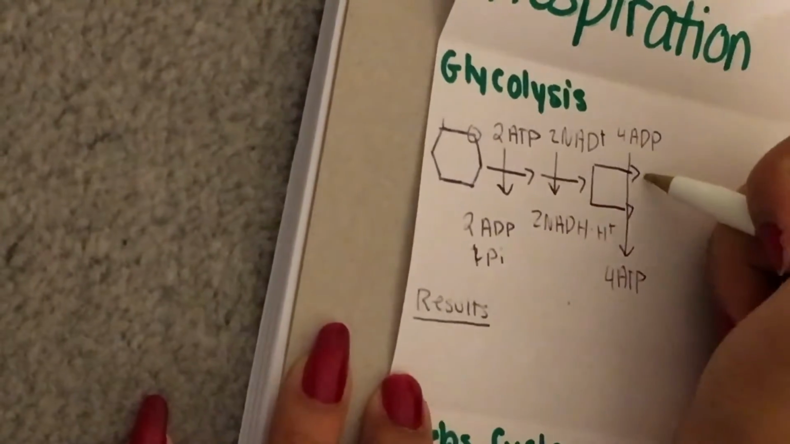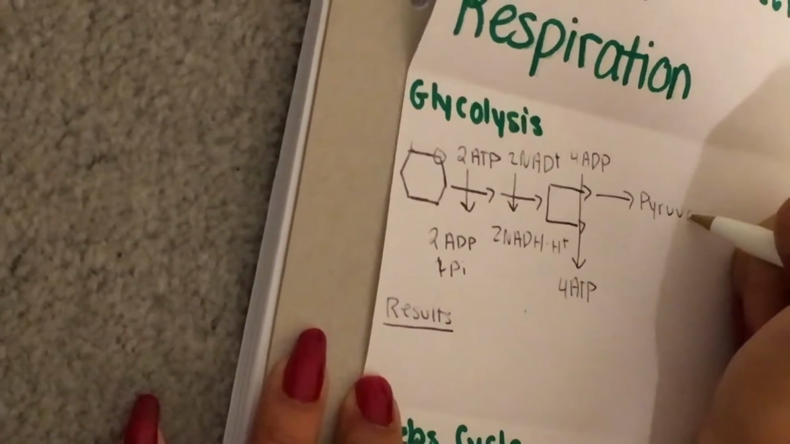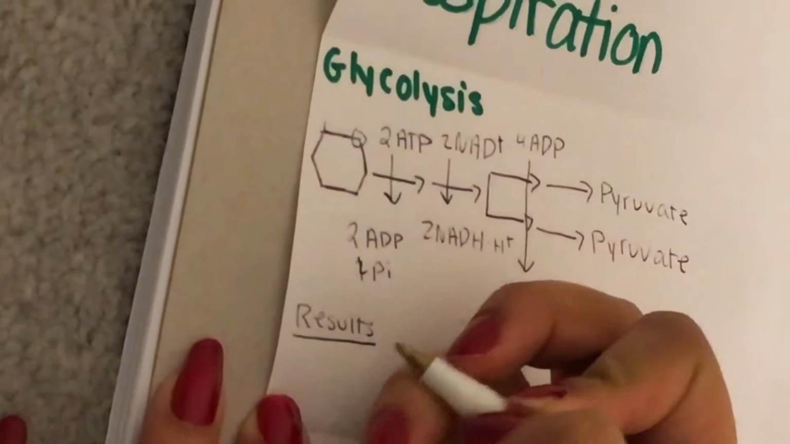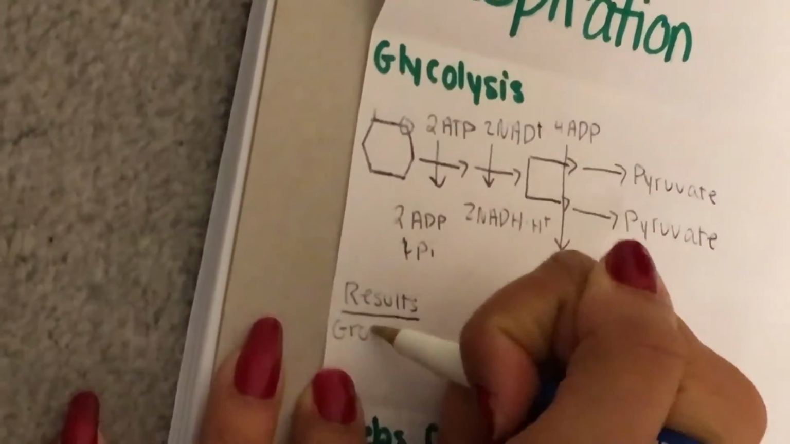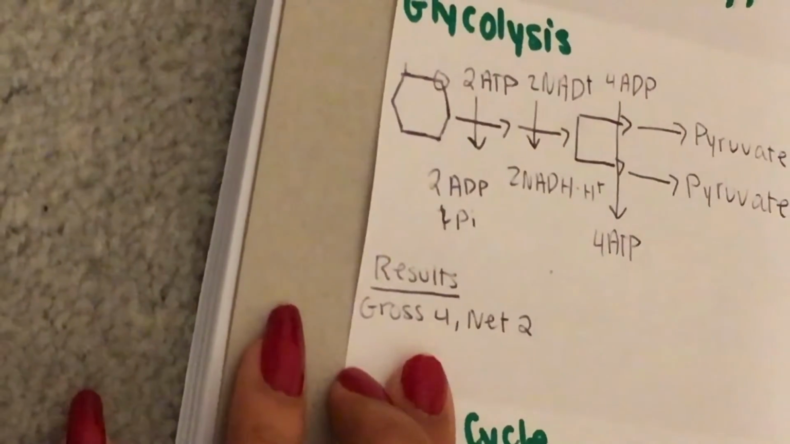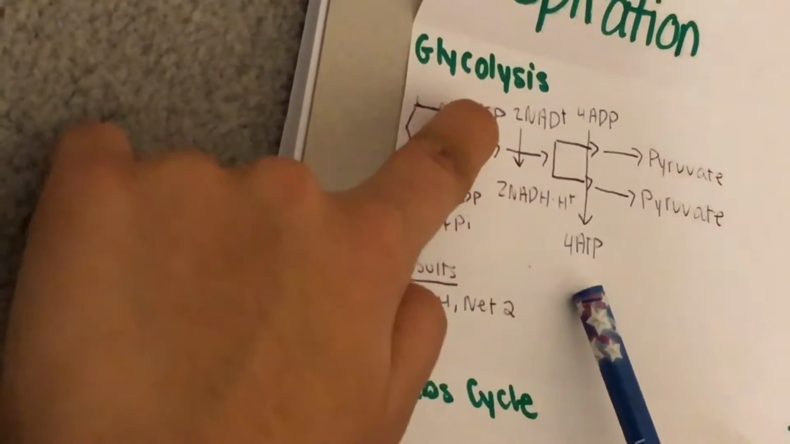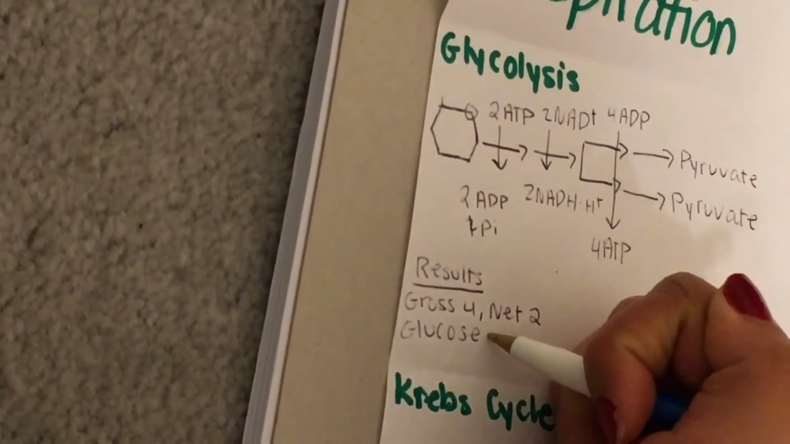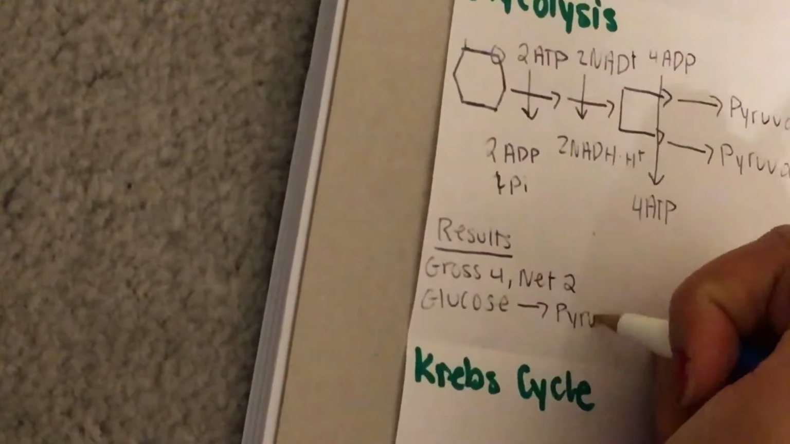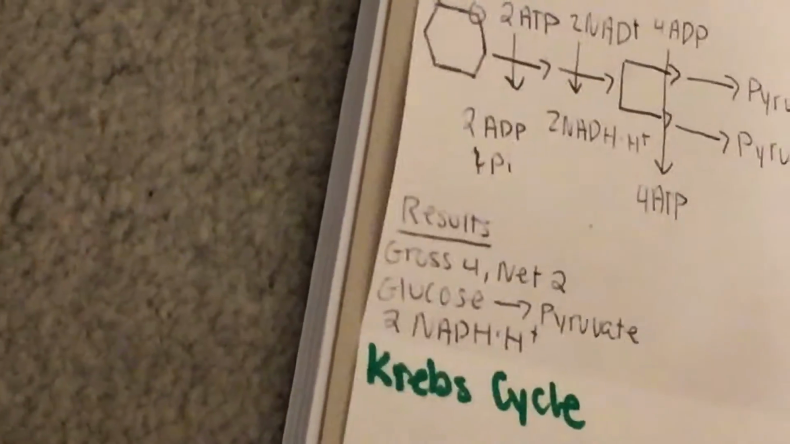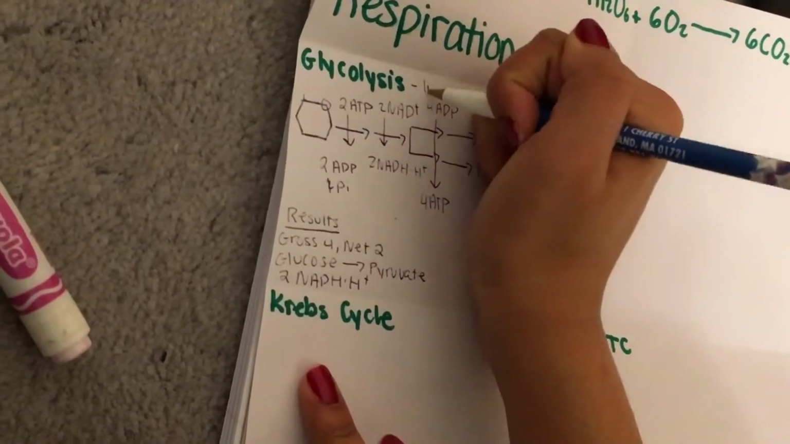And this leads into pyruvate. Results: the gross amount of ATP is 4 and the net amount is 2, so you make 4 ATP, but because you use 2 ATP, the net is 2. And glucose becomes pyruvate, and we get 2 NADH plus H+. And glycolysis happens in the cytosol.